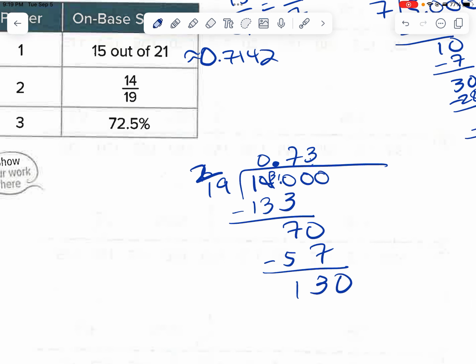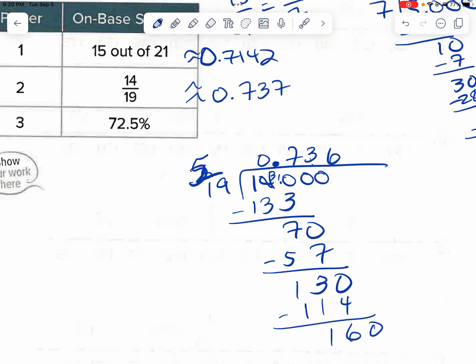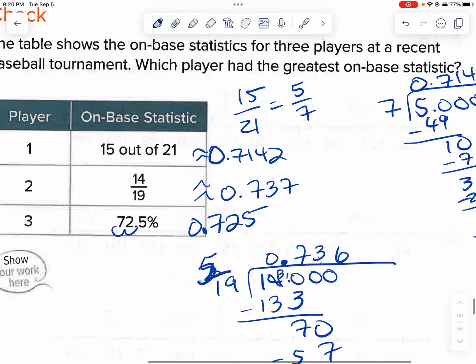2 goes into that 6 times. So 6 times 9, 54. That would be 6. I think that's right, 16. And we're just going to go with this being approximately 0.737. And then this is going to be, I move my decimal point over, and I get 0.725.